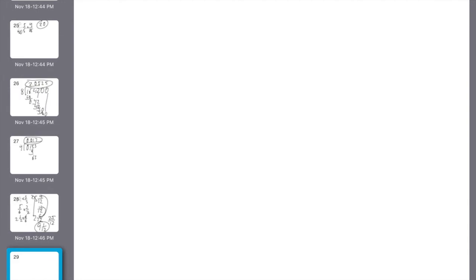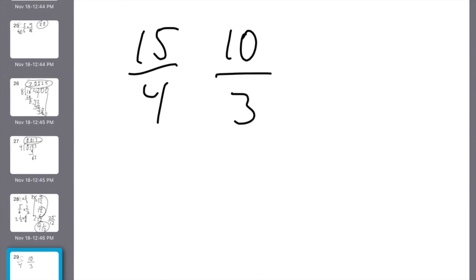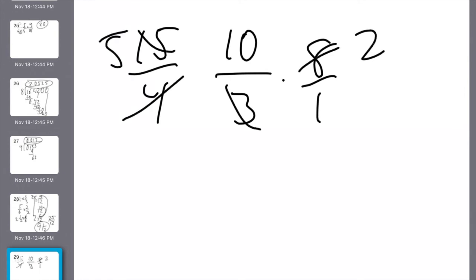Whole number times denominator is 12 plus 3 is 15 over 4. Whole number times denominator is 9 plus 1 is 10 over 3. And times 8 is 8 over 1. 3 goes into 15 5 times. 4 goes into 8 2 times.